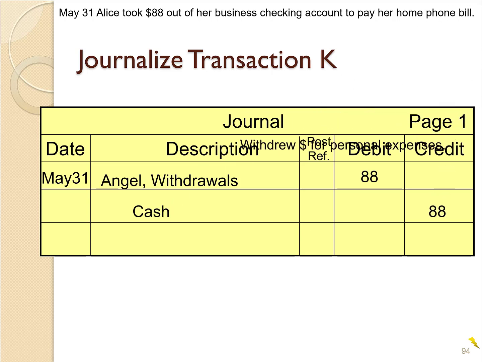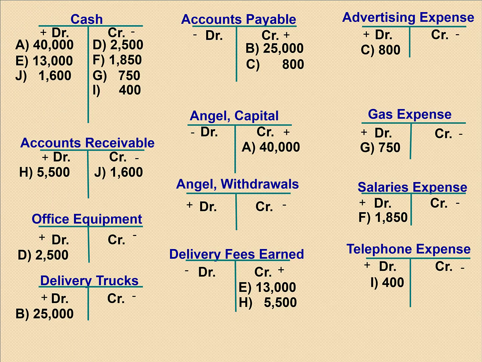And then we have an explanation. In the real world, the check number would be a good idea to add, but they did not provide us with a check number, so we can't add it to our explanation. Then we just need to post this into the ledger, which is in the form of the T accounts.